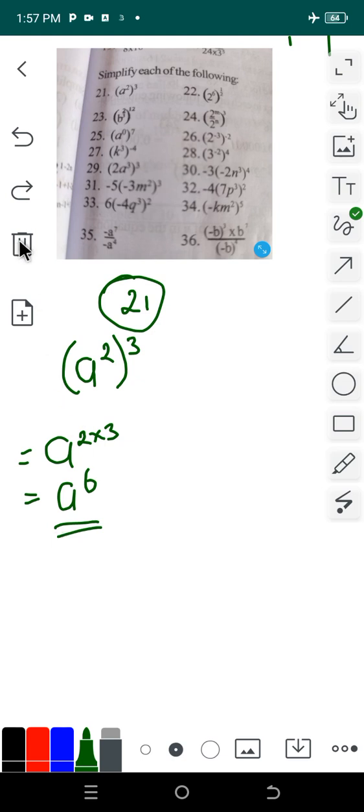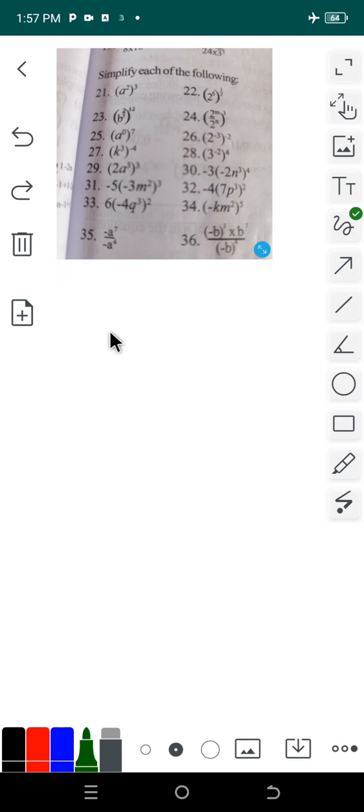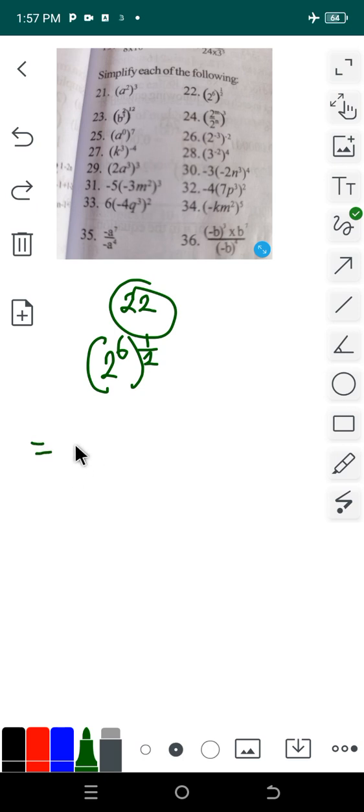So the next question we are considering is question 22. What is question 22? Question 22 is open bracket 2 to power 6 close bracket 1 all over 2 in powers. So the solution is going to be, we are opening the bracket using the powers. So we have here 2 to power 6 open bracket. If you open this one, the powers will multiply itself.